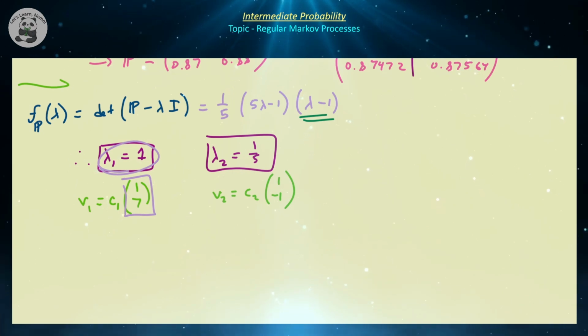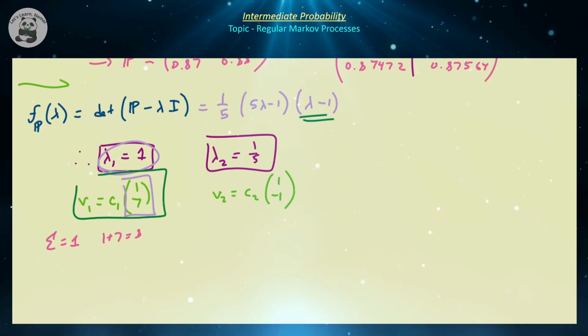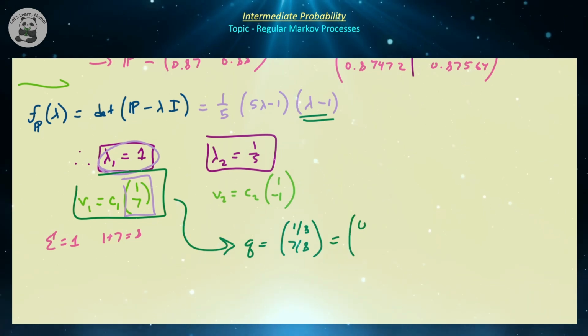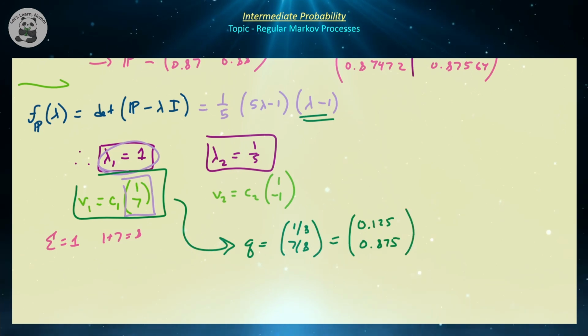So if this is a probability vector, that means we need to sum the values such that the sum is equal to 1. So if we do 1 plus 7, that's obviously going to be equal to 8. What I'm going to do is choose a particular eigenvector for lambda equal to 1, and I'm going to define it as q. And this is going to be equal to 1 divided by 8 and 7 divided by 8, which in decimal form is 0.125 and 0.875.